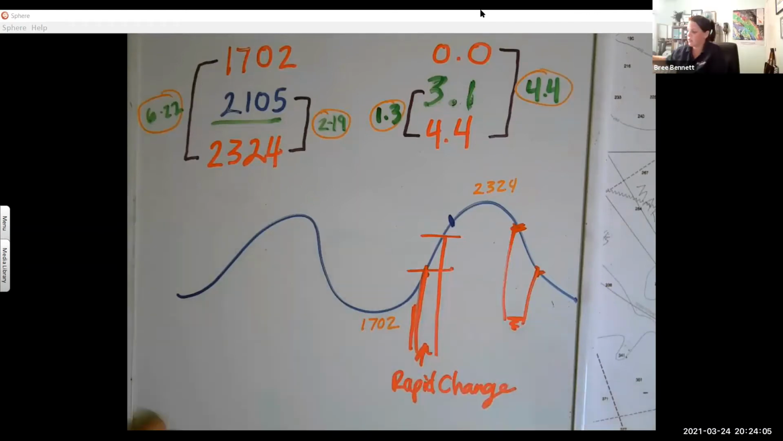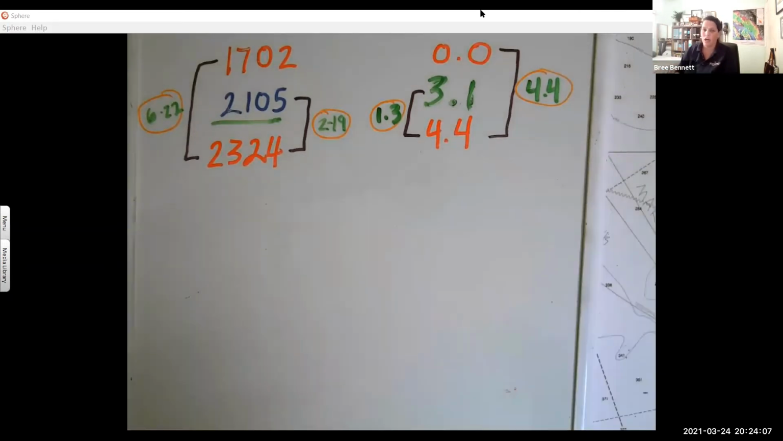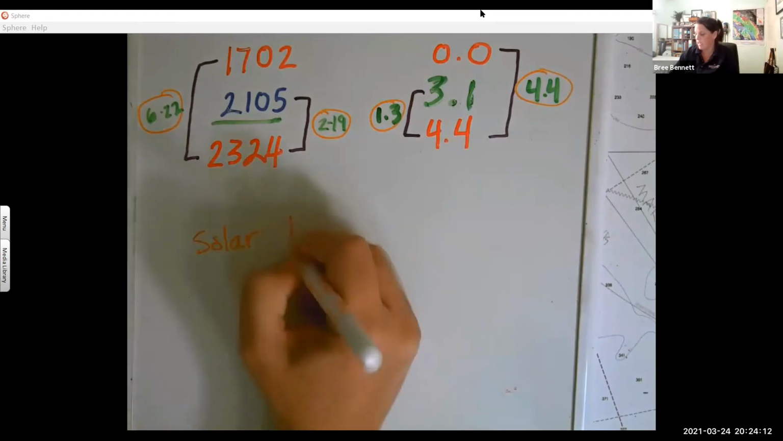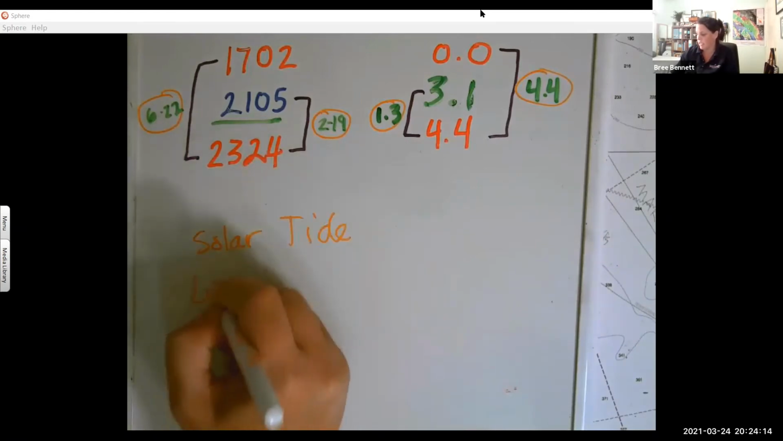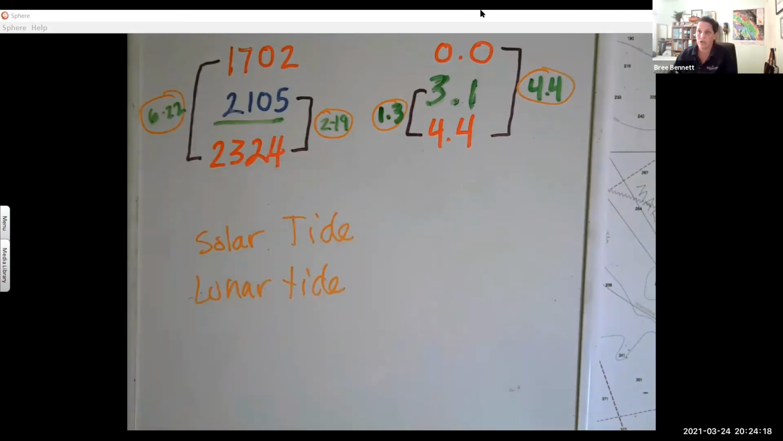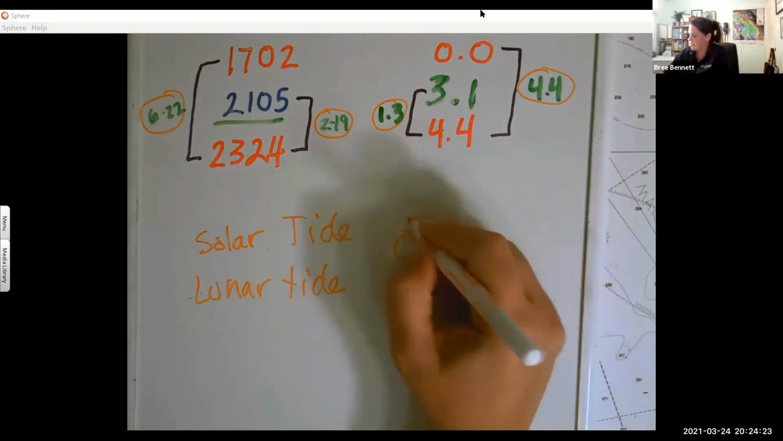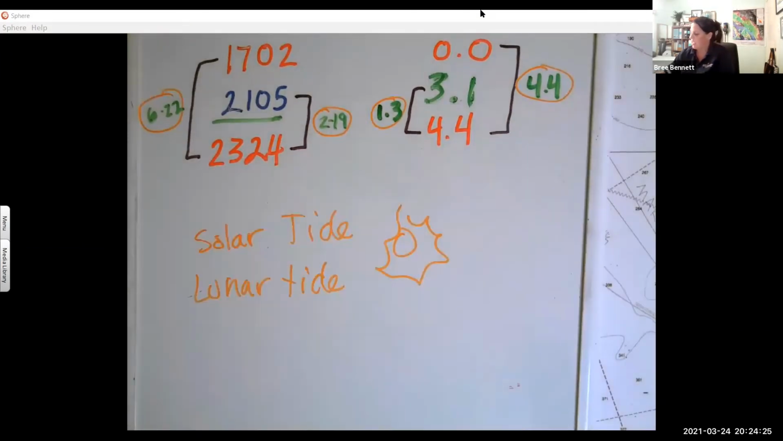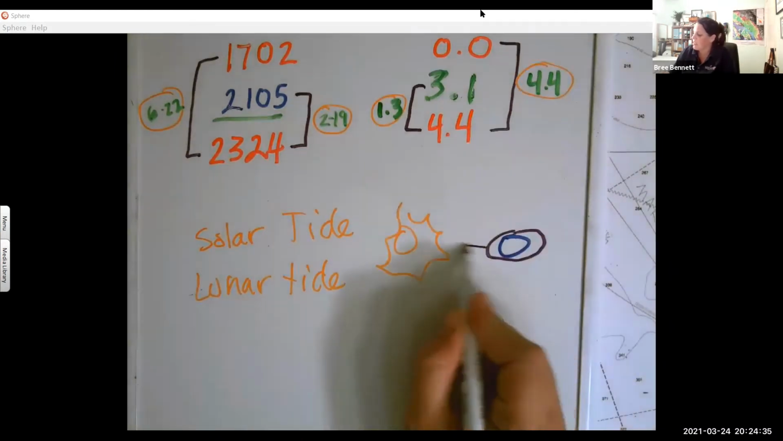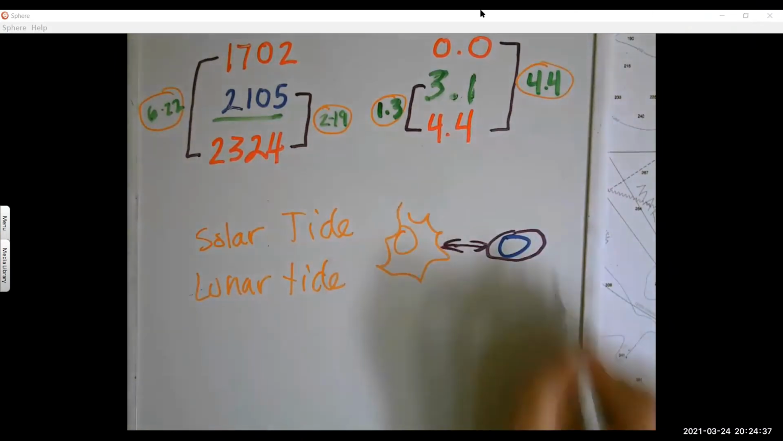Well, the two things that cause tides are your sun and your moon. You have solar tides and lunar tides. And that's just the gravity of the sun and the earth. The gravity of the water gets kind of pulled lopsided, even though the gravity is between the sun.